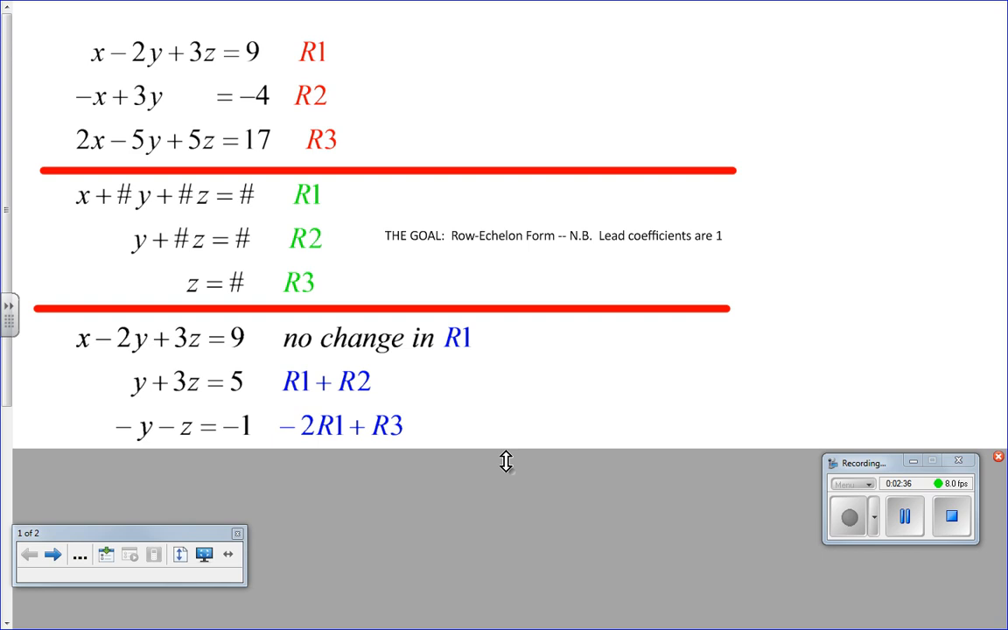At this point, you might want to stop the video, take a look for yourselves, make sure that you understand clearly where row 2 and row 3, the new row 2, the new row 3, where they come from.